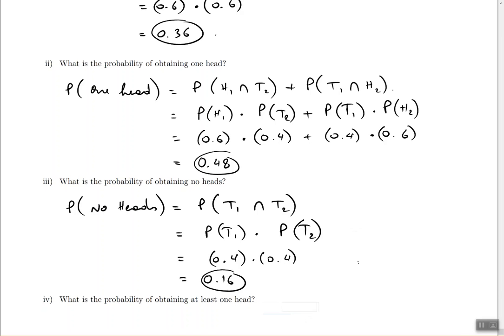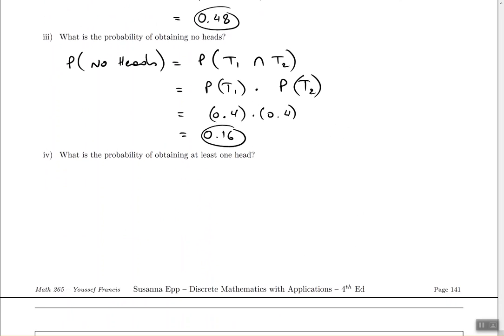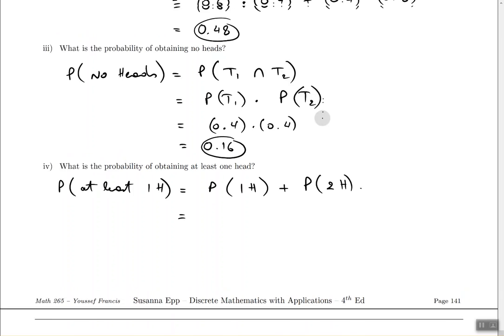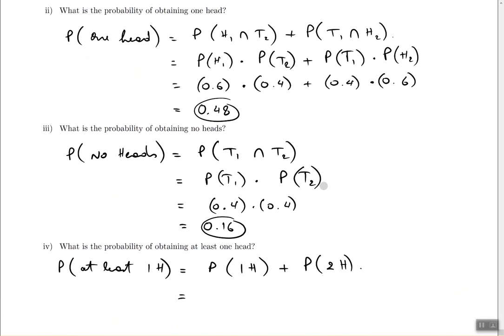So now, what's the probability of obtaining at least 1 H? So the probability of at least 1 H. This means that we could have 1 head or 2 heads. So this is the probability of getting 1 H plus the probability of getting 2 H's. Now the probability of getting 1 head, I believe we calculated that somewhere. It was 0.48.